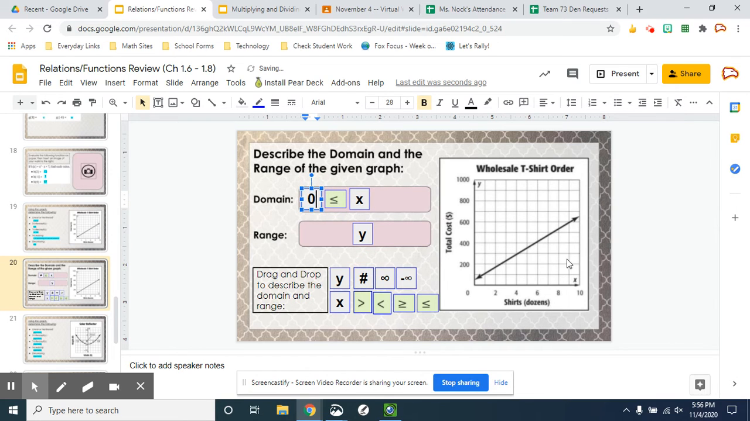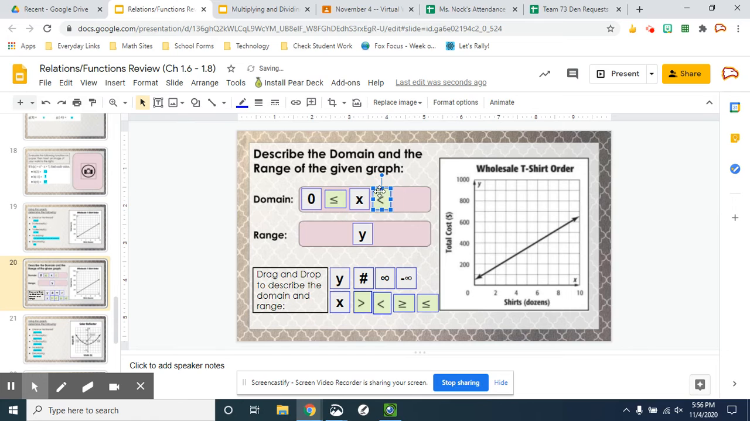But there is no limitation to how many orders that you can make that we are made aware of. So that means that it would then also be less than infinity. Now for our y, we're looking bottom to top. So at no point in time are you going to be able to have a negative order cost. So for our y, because this is increasing infinitely, y just has to be less than infinity, and it also has to be greater than or equal to 0.